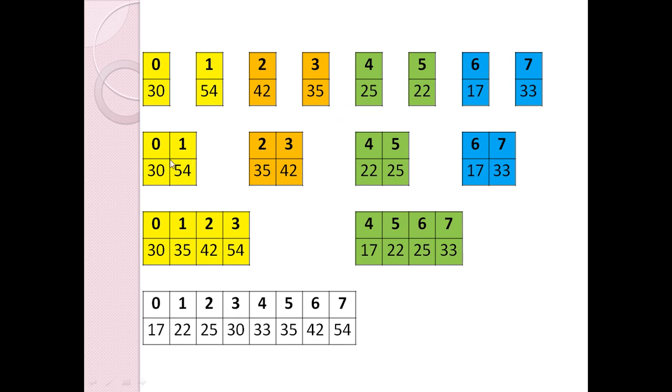So in the next round, these two problems will be merged to get this problem. These two will be merged to get this. So merging of these two will give you a sorted list. So this is 30, 35, 42, 54. And the merging of these two will give you a sorted list 17, 22, 25, 34, 33. And then these two lists finally are merged to get a single sorted list of 8 elements. So these elements are sorted by merge sort.